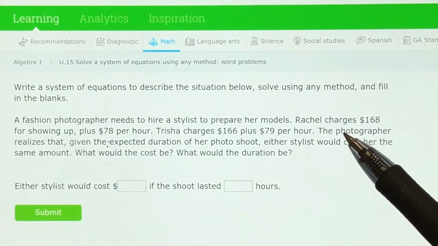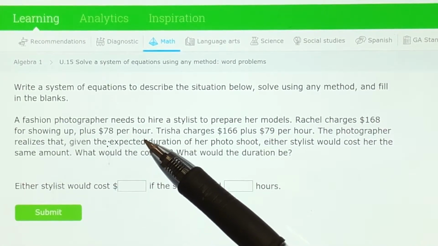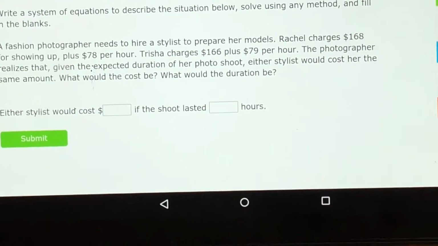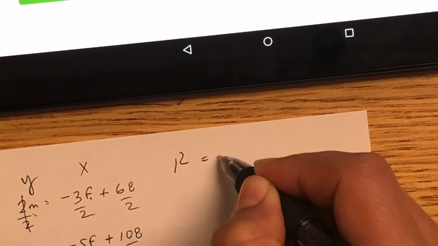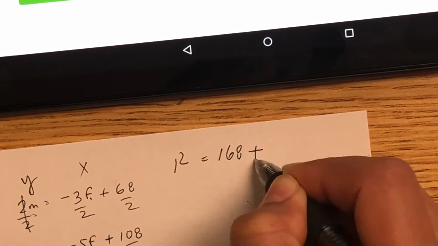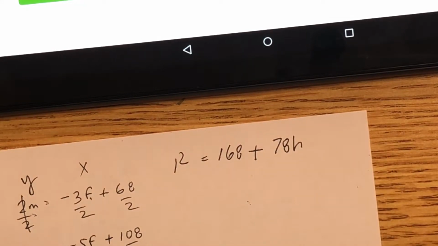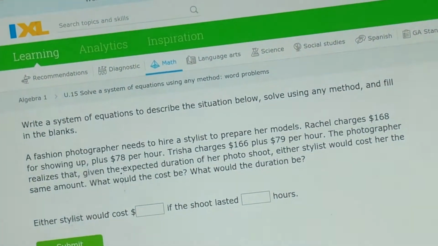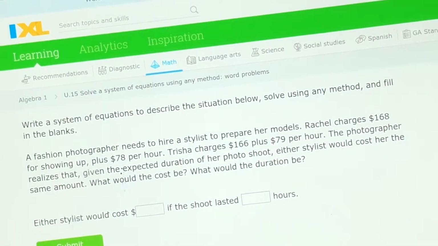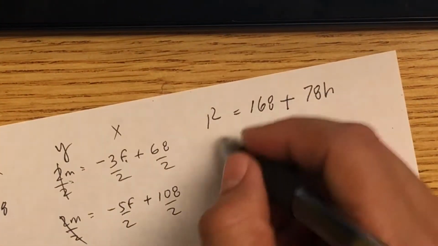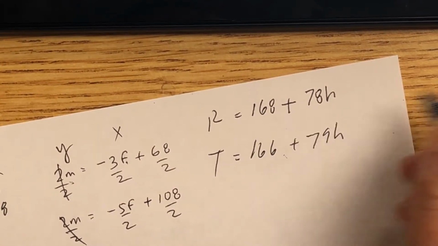All right, write a system of equations for this situation. So you need to hire a stylist. You charge $168 for showing up plus $78 per hour. Okay, so Rachel charges $168 show up plus $78 for every hour. Okay, that's what that's saying. All right, Trisha charges $166 plus $79 an hour. So Trisha charges $166 plus $79 per hour.